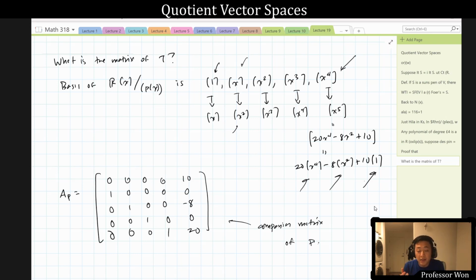This is really where the companion matrix comes from, believe it or not. If you take modern algebra at the graduate level, you'll see that the way that you think about these companion matrices is exactly the matrix representing the linear transformation multiplication by x inside of the quotient space R adjoint x mod P of x. And that's the reason that this companion matrix has such a nice property. Okay, so now we just need to understand, so this is the matrix of T. Let me just understand what are the eigenvalues of T, because then those will be the eigenvalues of A_P.